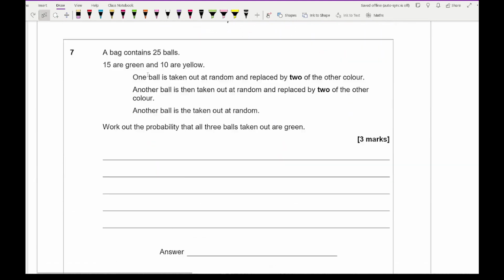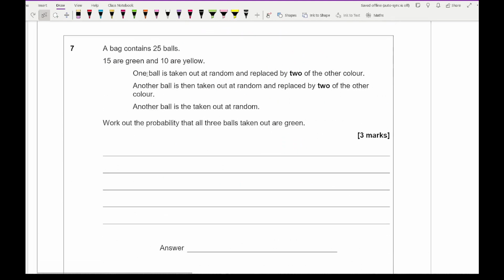Then moving on to question 7, it says that a bag contains 25 balls, 15 are green, 10 are yellow. One ball is taken at random and replaced by 2 balls of the other colour. Another ball is then taken at random and replaced by 2 of the other colour. Another ball is taken at random. Work out the probability that all 3 balls taken are green. So let's have a look at this.